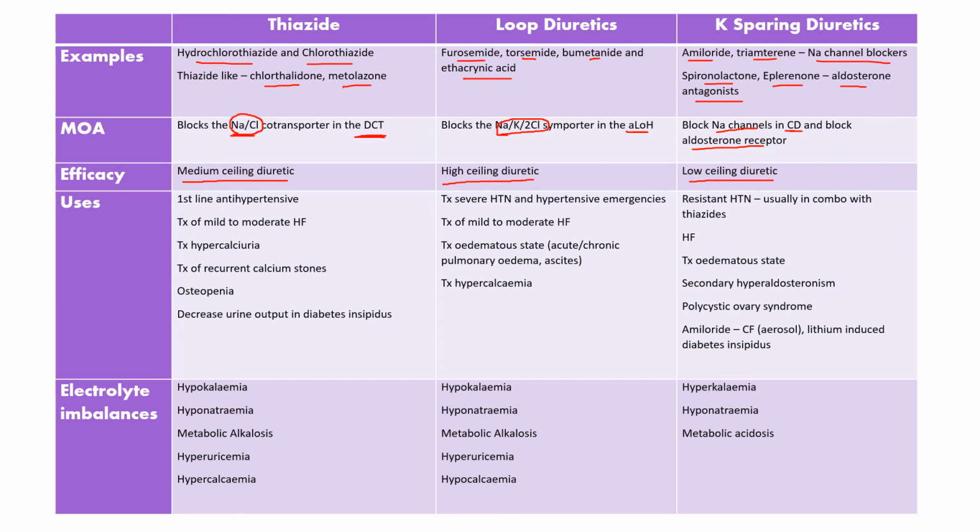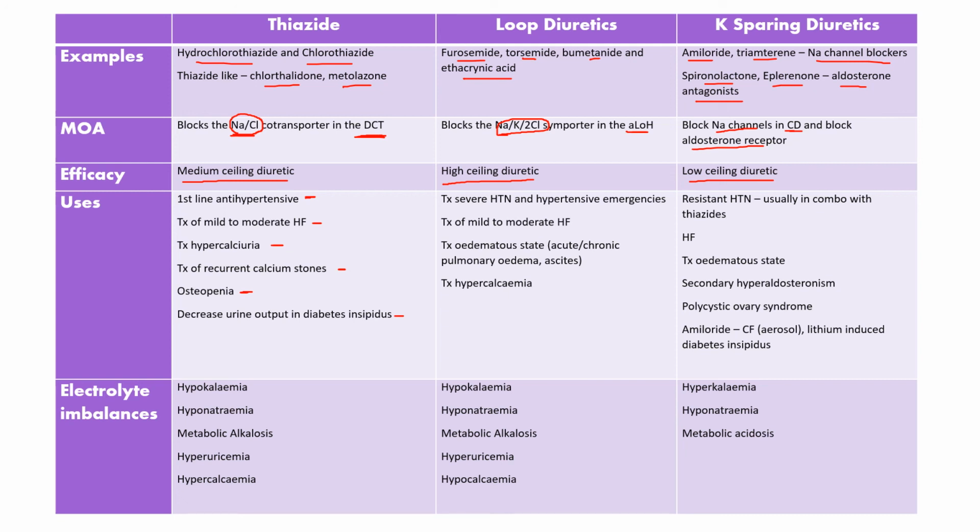Okay. So uses of thiazides, it's actually a first-line antihypertensive drug, unless contraindicated. Used for the treatment of mild to moderate heart failure, treatment of hypercalciuria, so high calcium in the urine, okay, and treatment of recurrent calcium stones, or just the prevention of calcium-containing kidney stones, okay. And they are used for patients with osteopenia, okay, because they increase the reabsorption of calcium. They also are used in diabetes insipidus. They decrease urine output. Remember, they have that paradoxical effect for patients with diabetes insipidus.